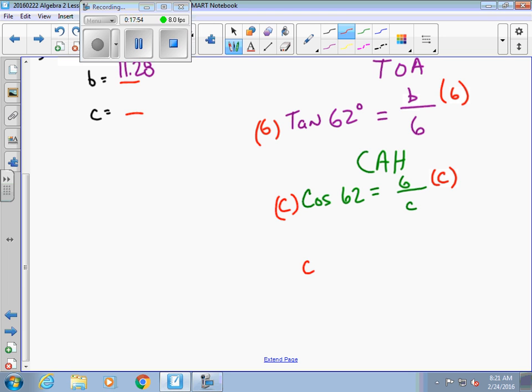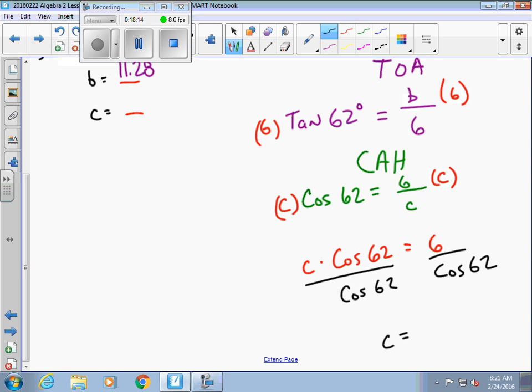Now what we have is C times the cosine of 62 equals 6. And then to get C by itself, you have to undo one more step: divide by the cosine of 62. That'll leave us with just C. So if you do it to the left, do it to the right. This is what I meant about using the secant instead of the cosine. But it'll work just the same doing it this way.